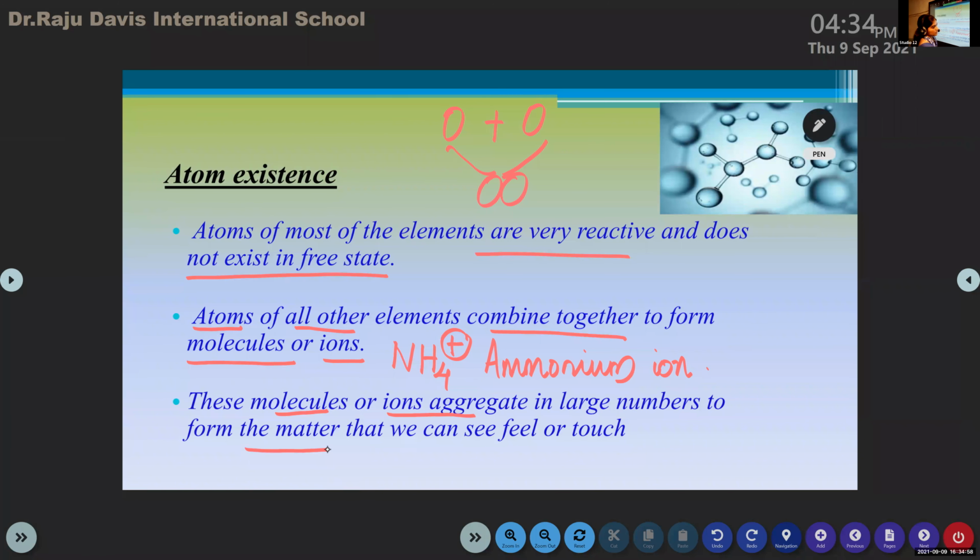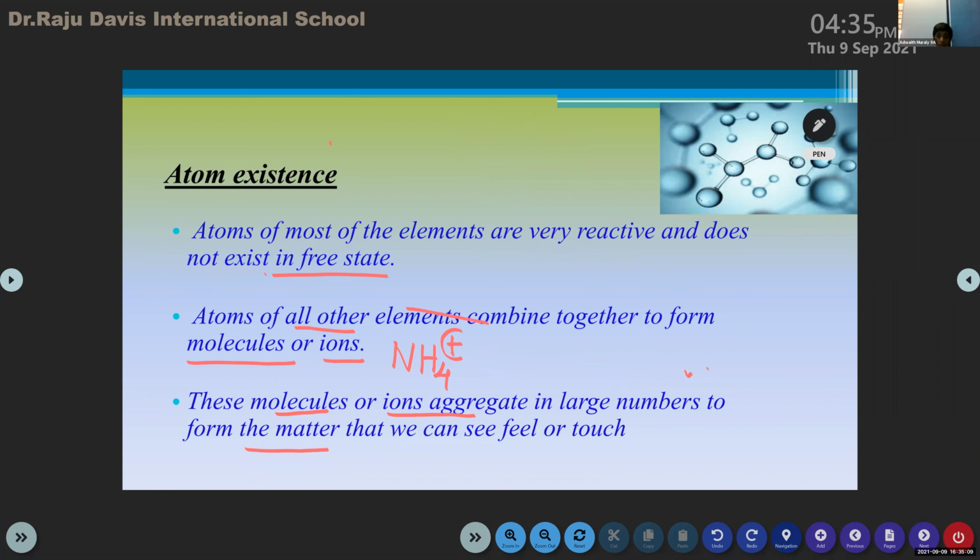Yes, ma'am. About the existence of atom, have you completed this slide? Yes, ma'am. Okay, so Advait, can you please read the points? Atom existence. Atoms of most of the elements are very reactive and do not exist in free state. Atoms of all other elements combine together to form molecules or ions.